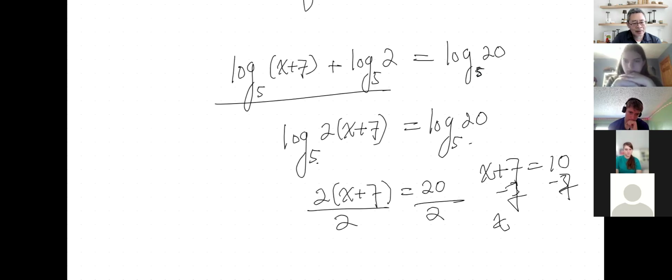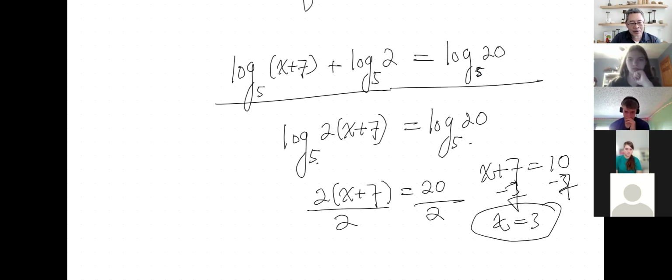We can also plug in. If we plug in x equals 3, 3 plus 7 is 10, and 10 times 2 is 20, so that's a solution. Okay, are we good on this one? Yeah, Jet. All right, let's try one. We've got log of x plus 8, plus log 4, equals log 80. See what you get.